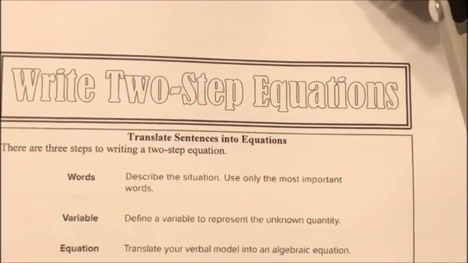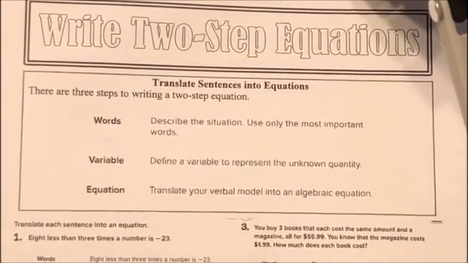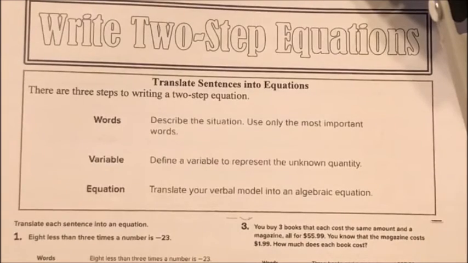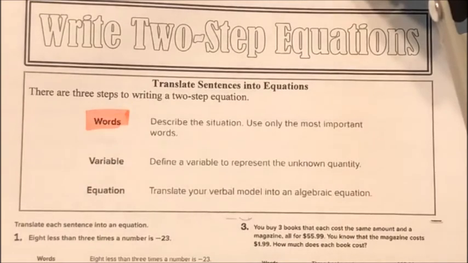Right, this is chapter 2, lesson 3, write two-step equations. So when I'm translating sentences into equations, there are 3 steps to writing a two-step equation. So in words, I need to describe the situation. I have words, it's usually what they give me. I want to describe the situation, use only the most important words. Okay, so only the most important words.